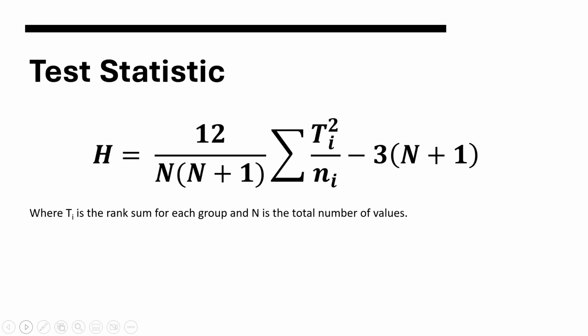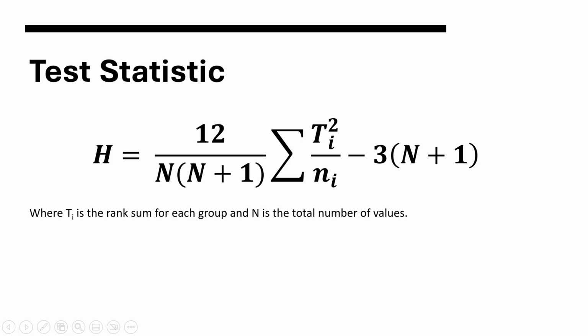Our test statistic is H, so H equals 12 over capital N times capital N plus 1. The capital N here is our total group sizes. So if we take our sample sizes for each of our groups and add them all together, that gives us capital N, times the sum of T_i squared. So T_i is the rank sum for each of the groups.